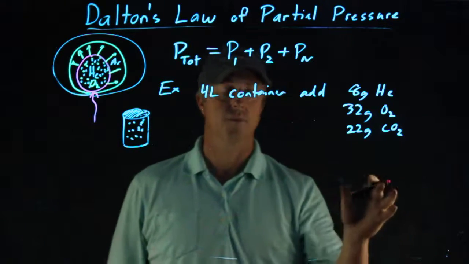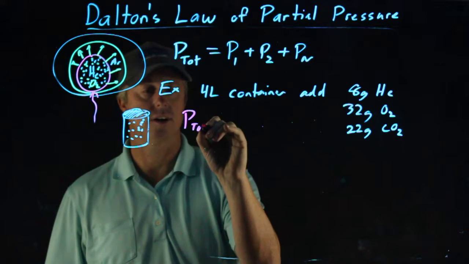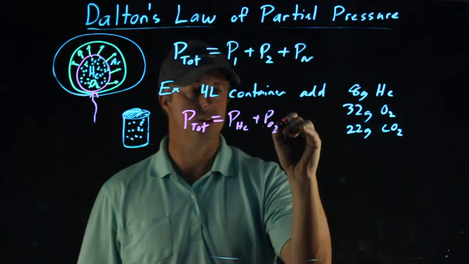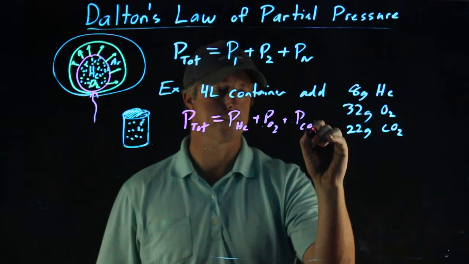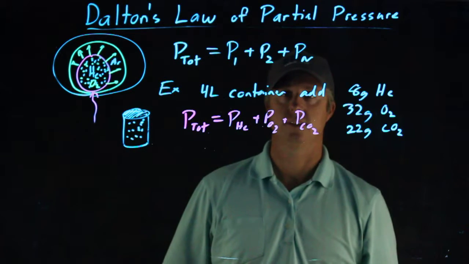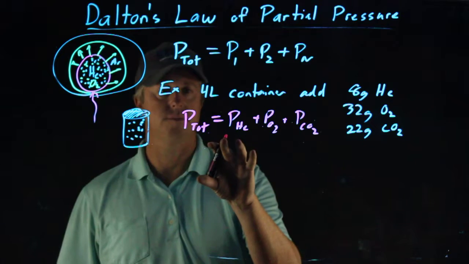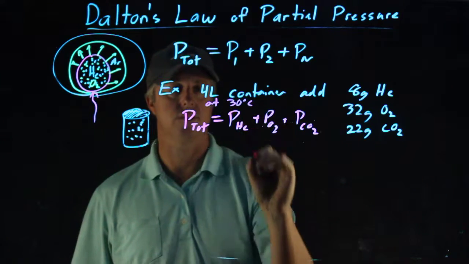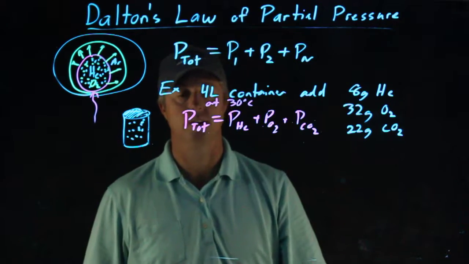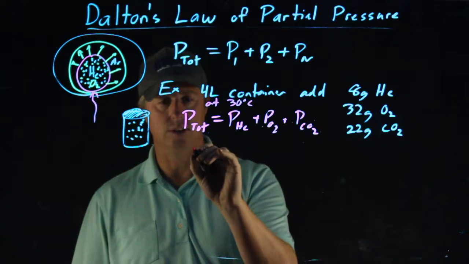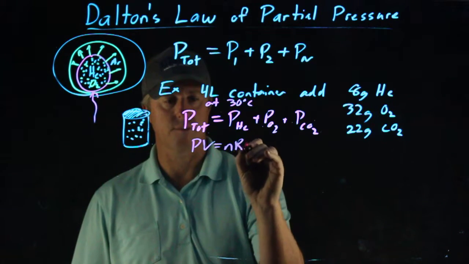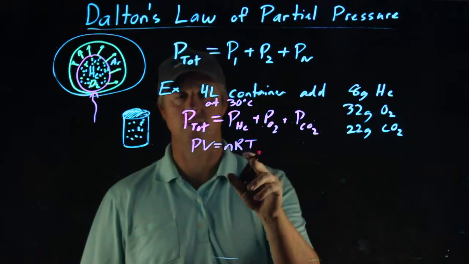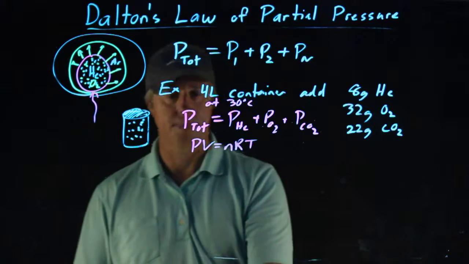So real simply, I'm going to look at it going, okay, the total pressure here is equal to the pressure of helium plus the pressure of oxygen plus the pressure of carbon dioxide. Okay. And let's say we're at 30 degrees Celsius is the temperature we're adding these together. So I'm going to solve each of these individually using my ideal gas law. Pressure times volume is equal to the moles times the gas constant times the temperature. Okay, so let's solve these up.